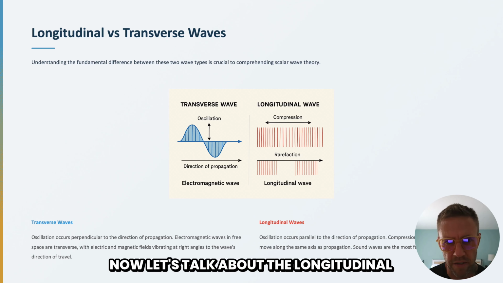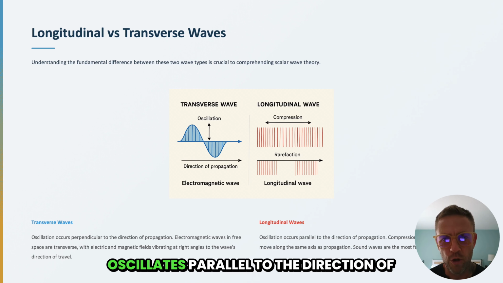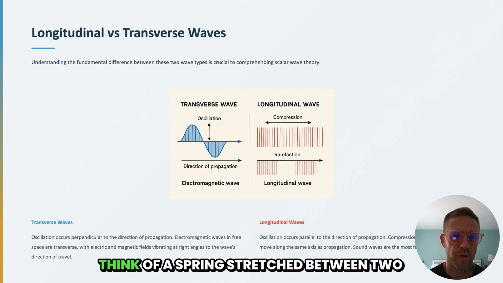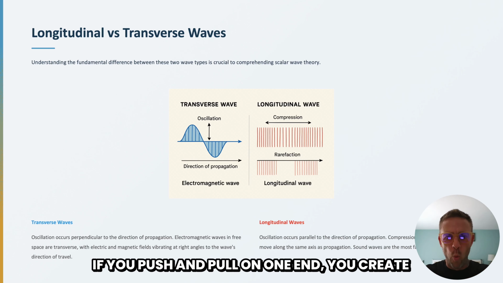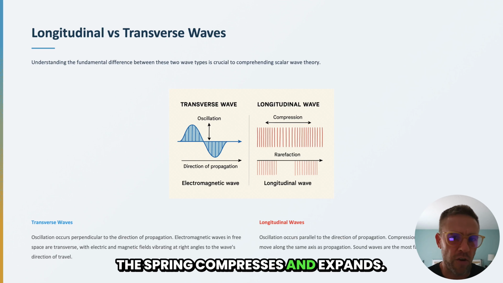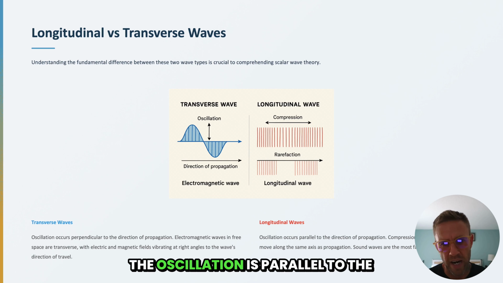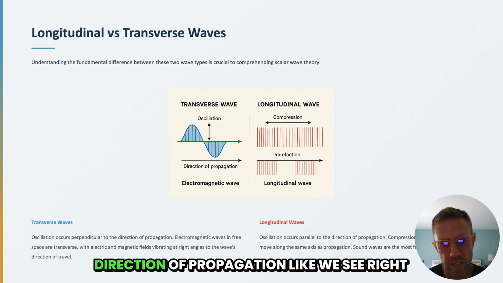Now let's talk about the longitudinal waves. In longitudinal waves, the medium oscillates parallel to the direction the wave travels. Think of a spring stretched between 2 points. If you push and pull on one end, you create a longitudinal wave. The spring compresses and expands. The wave travels along the spring's length. The oscillation is parallel to the direction of propagation, like we see right here.